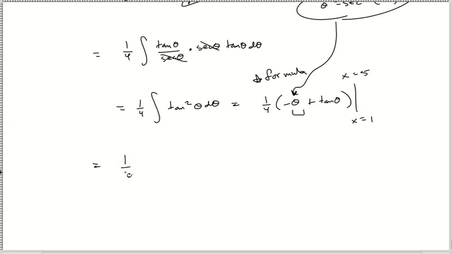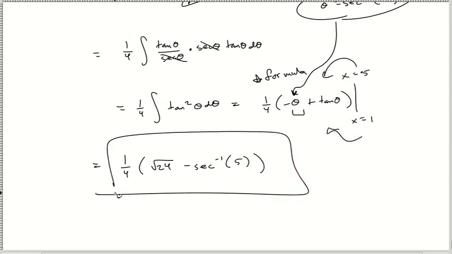My eventual answer, I'm just going to skip to the end here, is the square root of 24 minus the arc secant of 5. That's me, again, plugging that in, doing the tangent thing, plugging in the 5, plugging in the 1, and there we go. This is now my final answer.